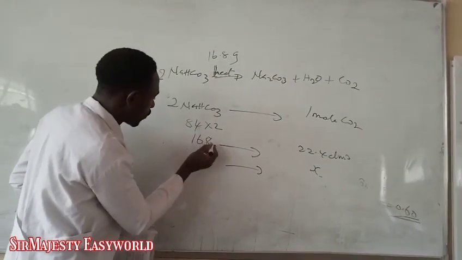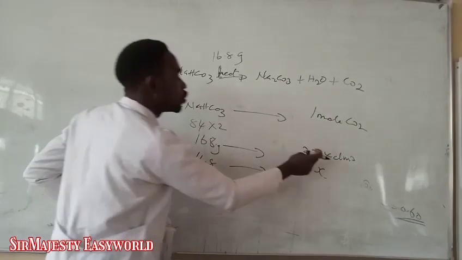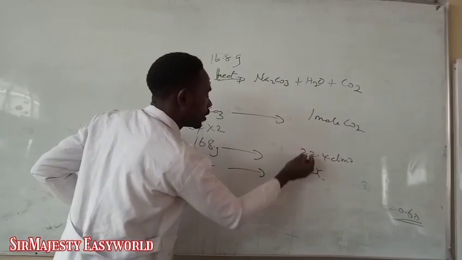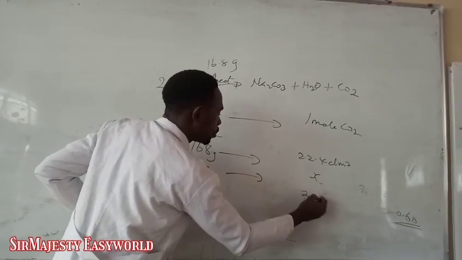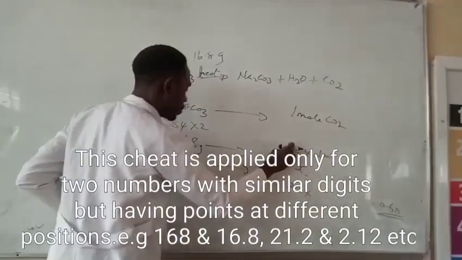There is a point here, and this point was moved just one place. If you move it here, you get 16.8. Then you just come here and move the point here again. The answer becomes 2.24. Simple. You don't need to go and press your calculator, wasting much time.